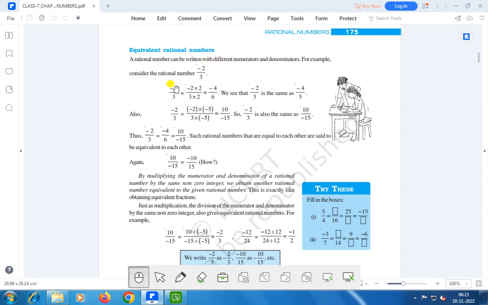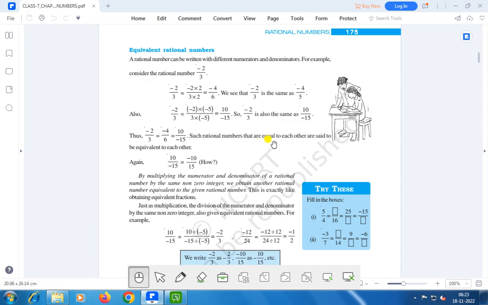For example, consider the rational number -2/3. If we multiply both the numbers by 2, we get -4/6. We see that -2/3 is the same as -4/6. Also, if we multiply -2/3 by -5, we get 10/-15. So -2/3 is also the same as 10/-15. Thus -2/3 is equal to -4/6, which is equal to 10/-15.